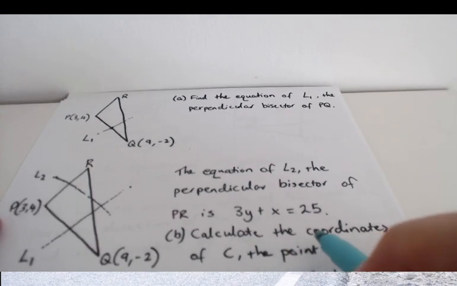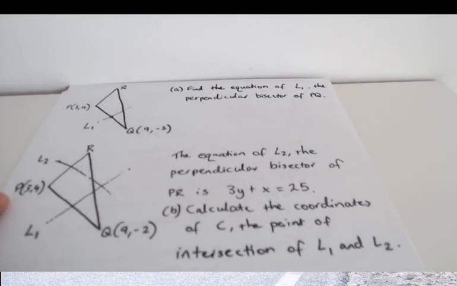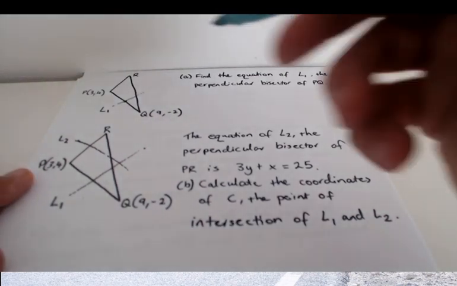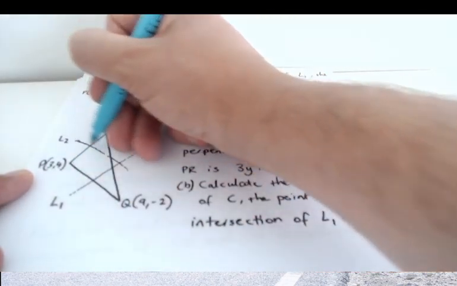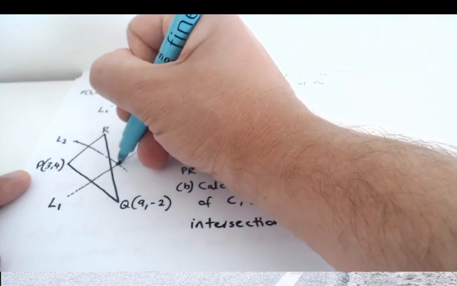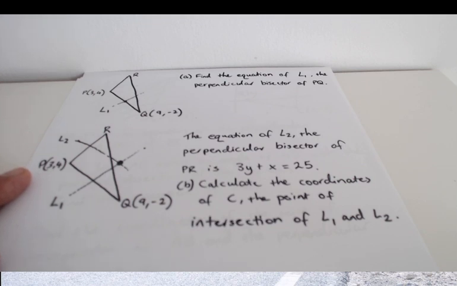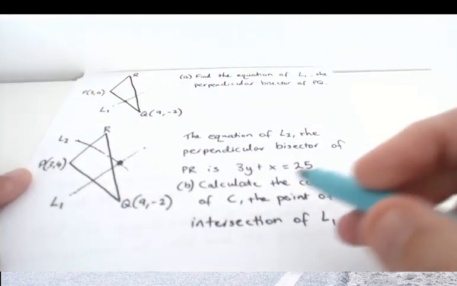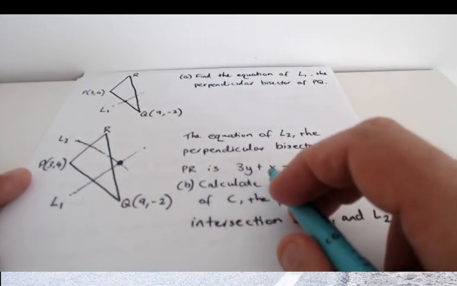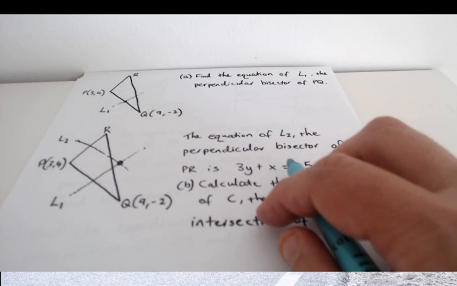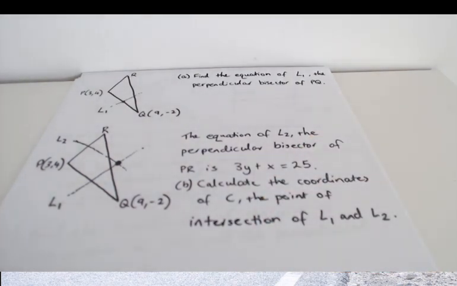Part B, calculate the coordinates of C, the point of intersection of L1 and L2. Okay, they want us to work out where these two lines cross. We need to use simultaneous equations. We need to use the equations of both the lines. Now, part A gave us the equation of the line L1. The equation of line L2 they have given us here. Okay, so let's have a wee look at how we would do that.